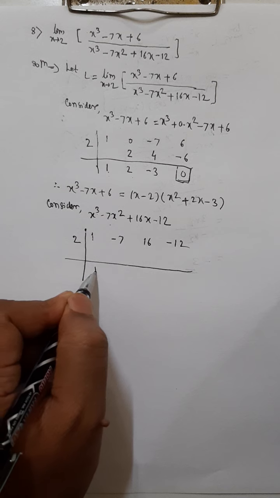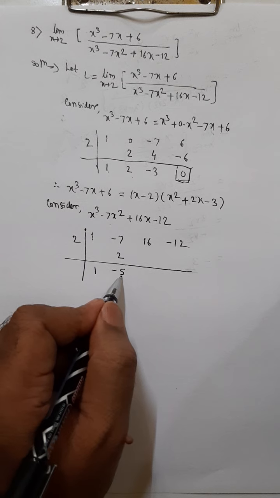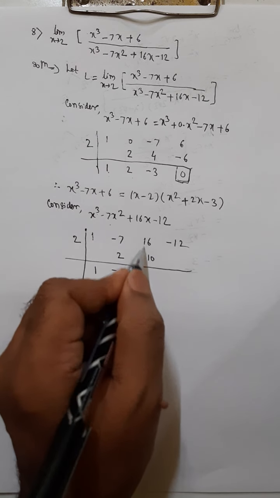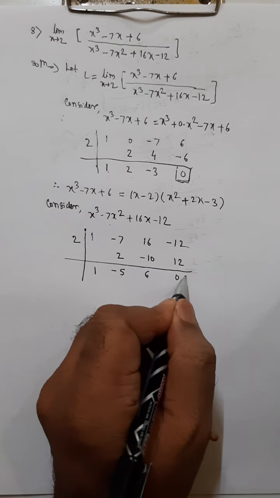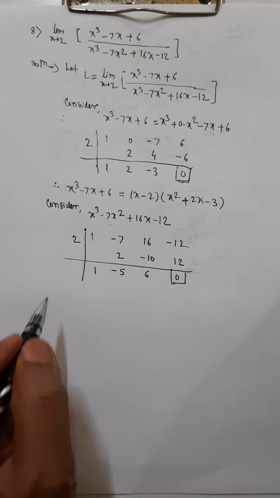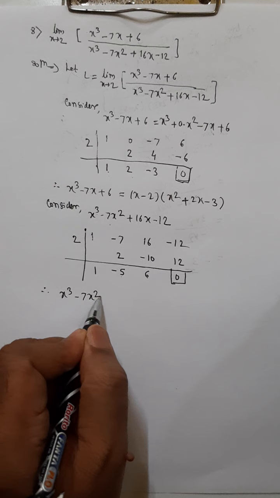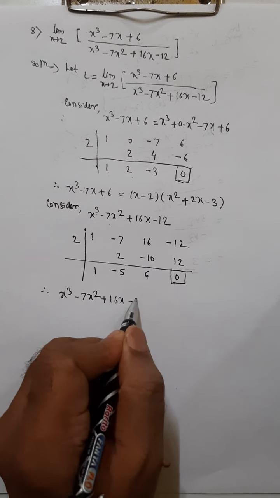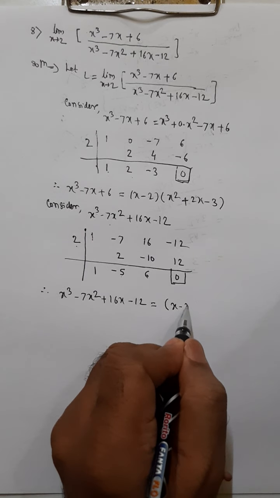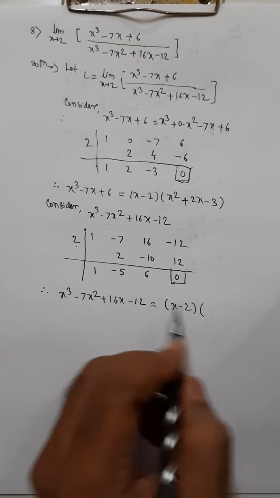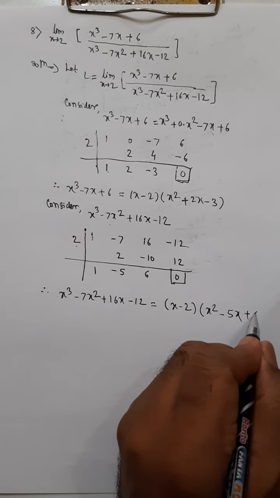Take 1 below as it is, then 1 into 2 is 2, minus 7 plus 2 means minus 5, minus 5 into 2 is minus 10, 16 minus 10 is 6, 6 into 2 is 12. So minus 12 plus 12 is 0. Note that always this difference is 0, and therefore we can write the factors for x cube minus 7x square plus 16x minus 12 as: always the first factor x minus 2, and the second factor from these three numbers: 1 into x square, second term minus 5x, and last term plus 6.